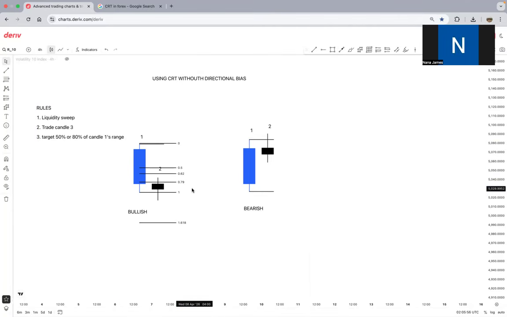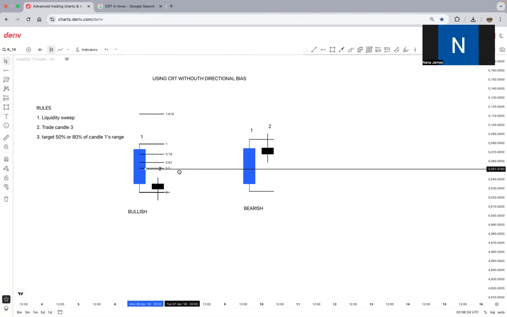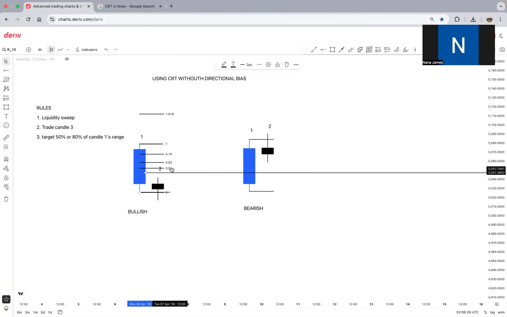And we are going to use our fib to draw from the high to the low of the range. And the 50% level is going to be what? Our target. So we can target what? Our 50% level here. Or we are going to go for our 80% target. Sorry, draw from your low to the high. And our 50% is here, 0.5.